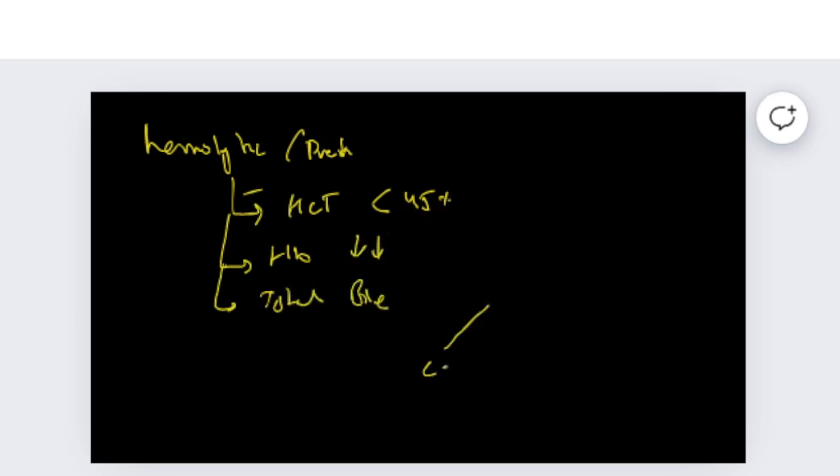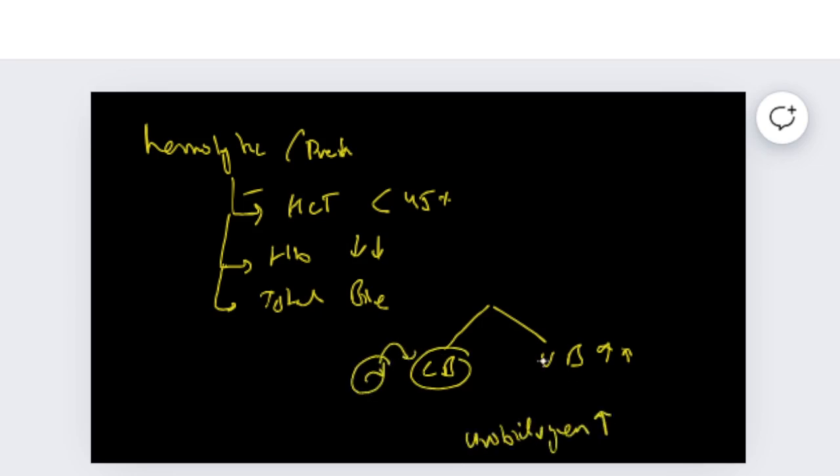One is the conjugated bilirubin and one is the unconjugated bilirubin. Conjugated is the direct bilirubin. Here you have to remember that the unconjugated bilirubin will be increased so much, and direct or conjugated bilirubin is normal. That will not be increased.